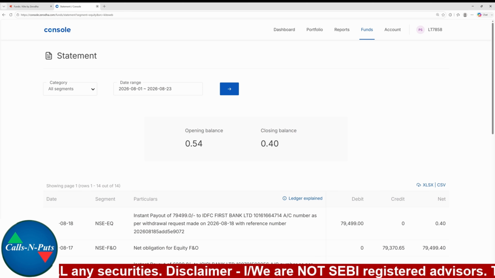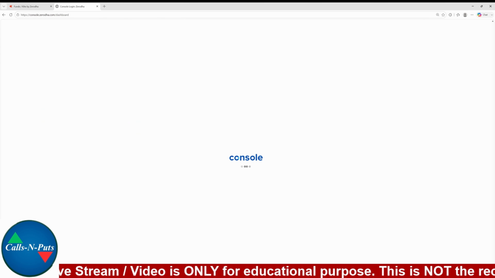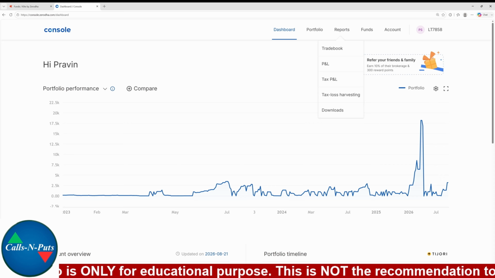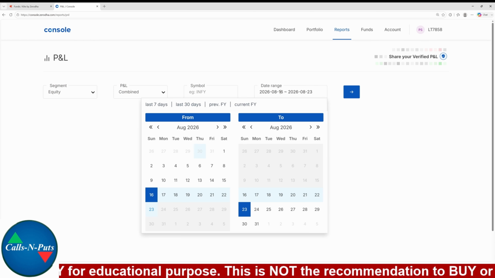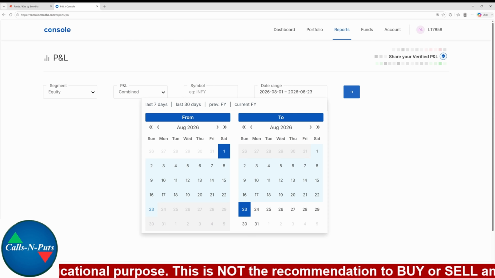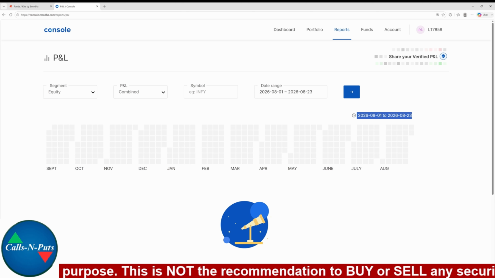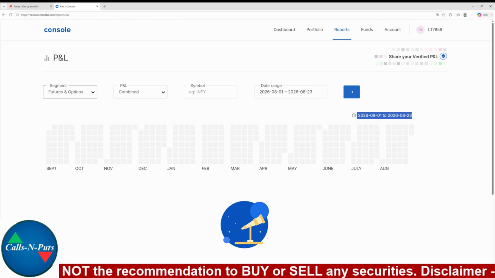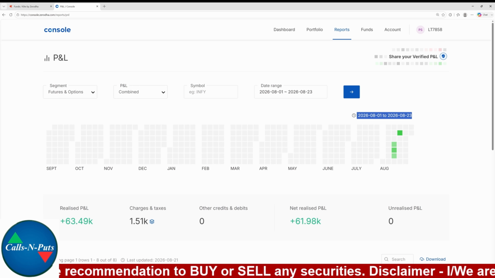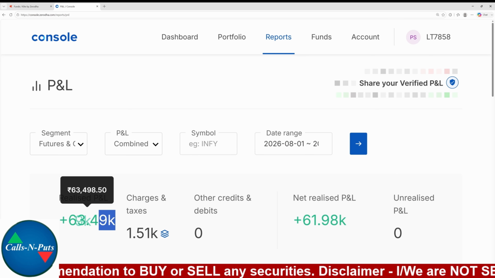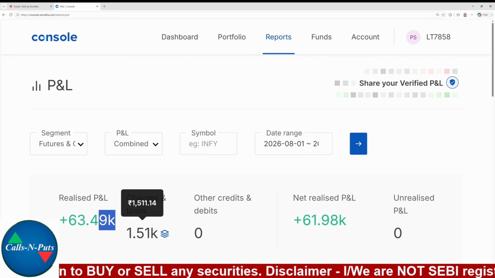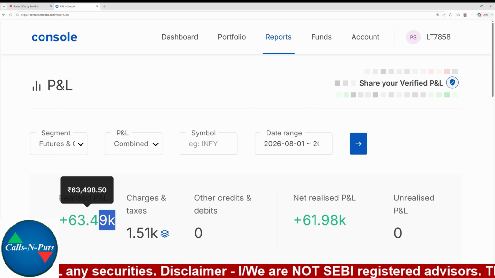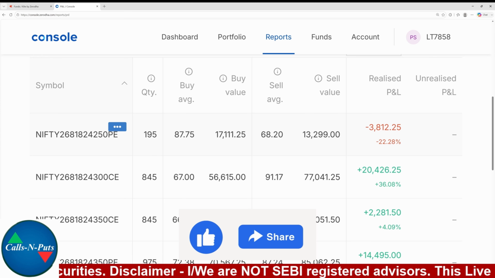Now let's go to the PNL section. We need to open the console. This is the equity curve, let's ignore that. Let's go to reports, PNL. Let's put the starting date from 1st of August till 23rd of August. It's equity, we need to change the segment to futures and options. The date is 1st August and the last date is today's date, 23rd August. You can see our realized PNL is around 63,500 rupees. We have paid charges of around 1,500 rupees and net PNL is around 62,000 rupees. Gross is around 63,400 rupees.